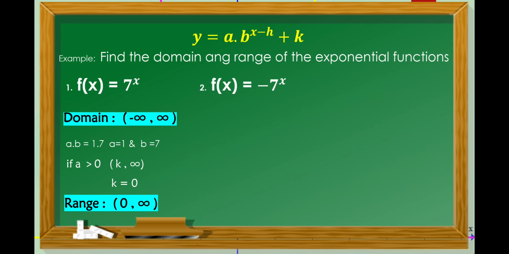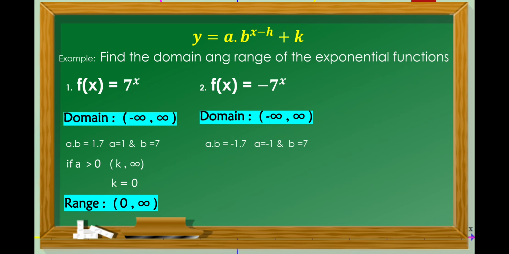Number 2, f of x is equal to negative 7 raised to x. So still, the domain is negative infinity to positive infinity. The base of the given function is 7, so that is a times b, negative 1 times 7, wherein a is equal to negative 1 and b is equal to 7. Remember that in an exponential function, the value of b should be greater than 0. So therefore, a is negative 1 and b should be positive 7.